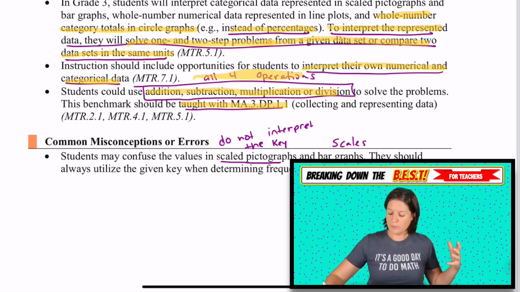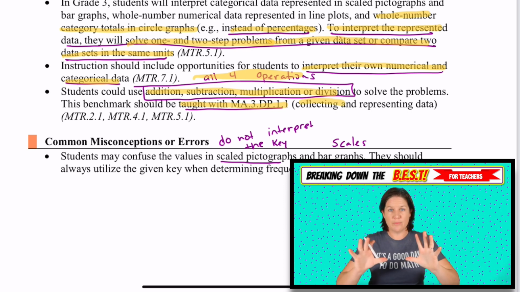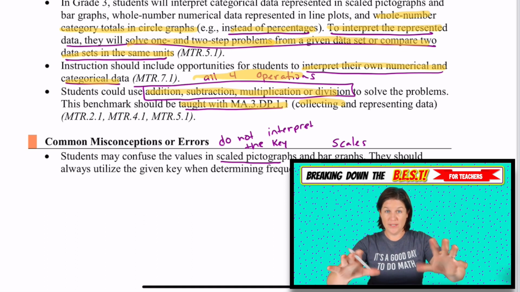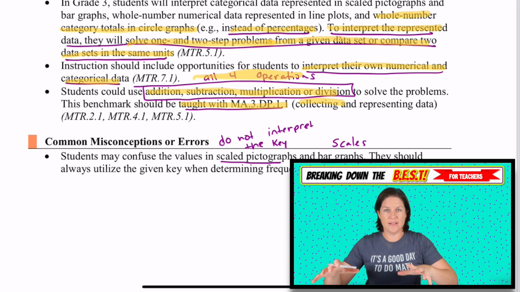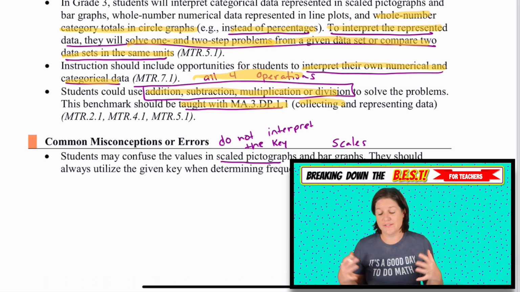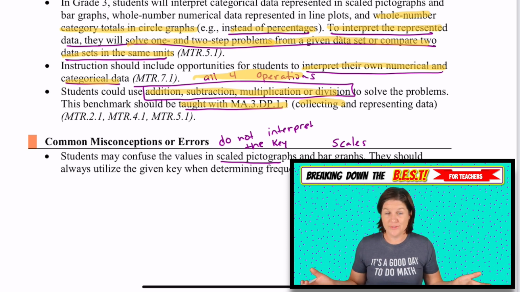MA.3.DP.1.1. So that's where we are collecting and representing data in 1.1. And then in this standard 1.2, we're really taking time to analyze the data. One suggestion that you might want to consider is allowing students to ask their own questions based on data too. That'll help them to analyze the data as well.